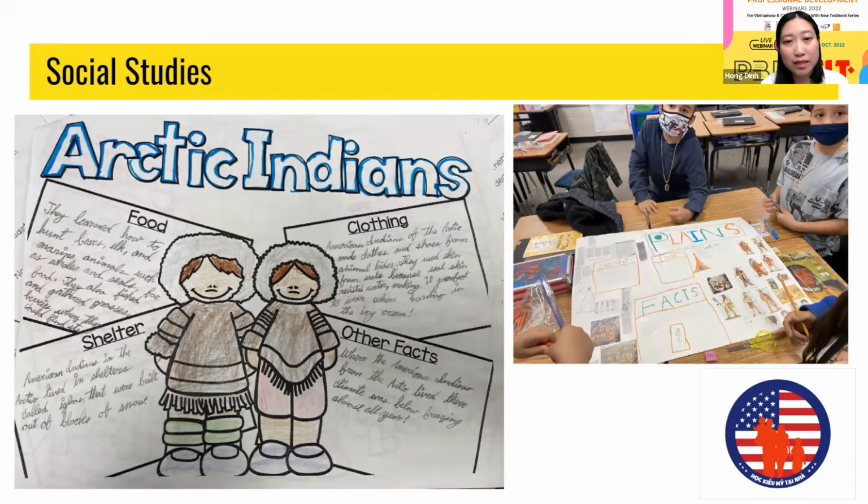As you can see, this one is about Native American Indians. Each group will be in charge of one Native American Indian group, like the Arctic or the Plains or the Southwest or the Southeast. And then the information is broken into food, clothing, shelter, and other facts.